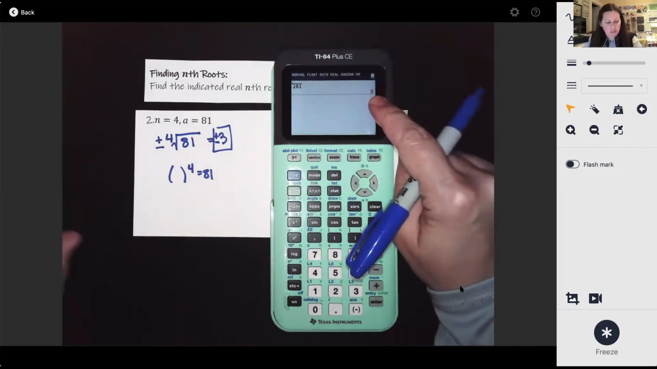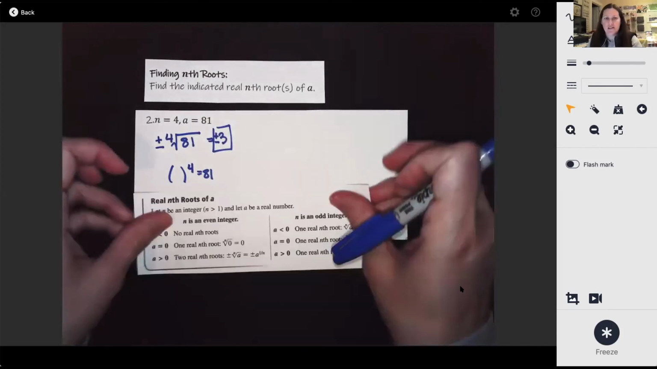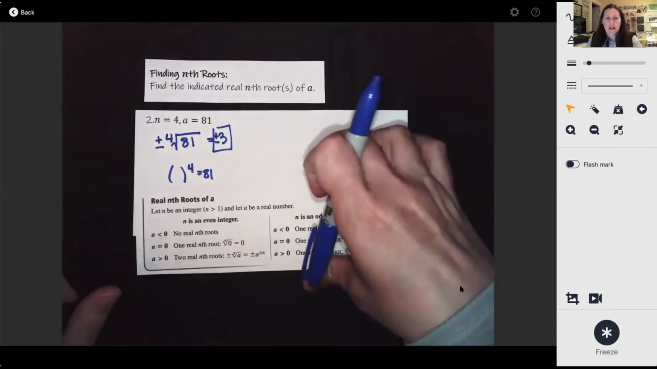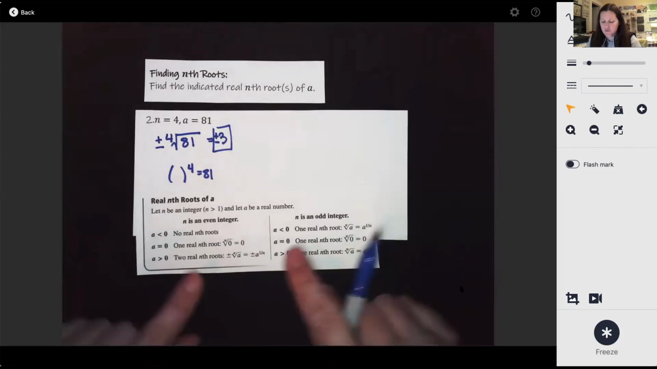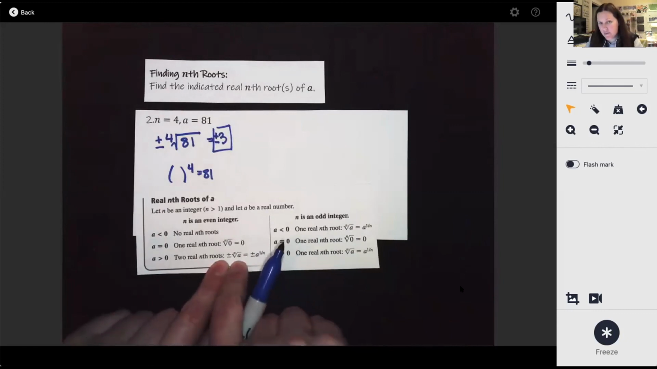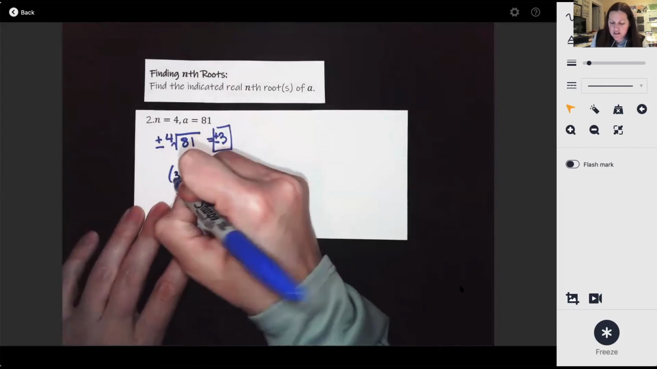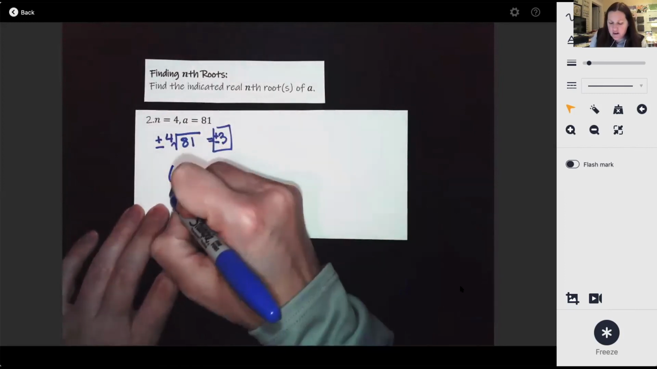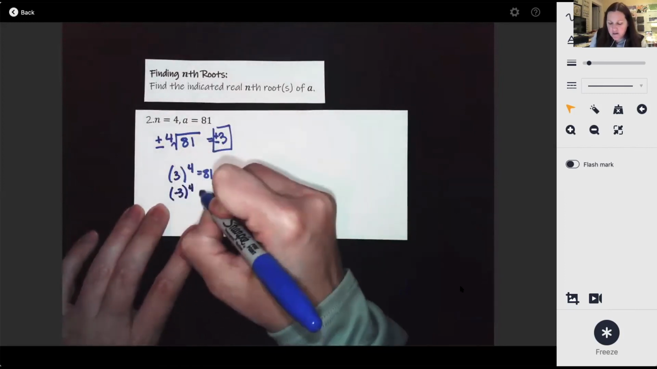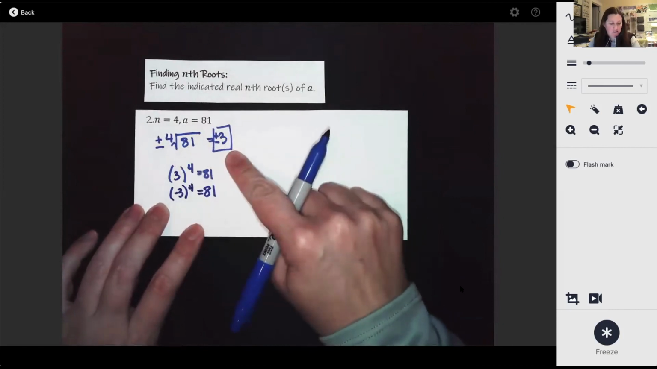You have to remember the rules from this. Really the only time you have two of them is when you have an even root of a positive number. Because 3 to the fourth power is 81, negative 3 to the fourth power is also 81. And that's why we get the plus and minus.